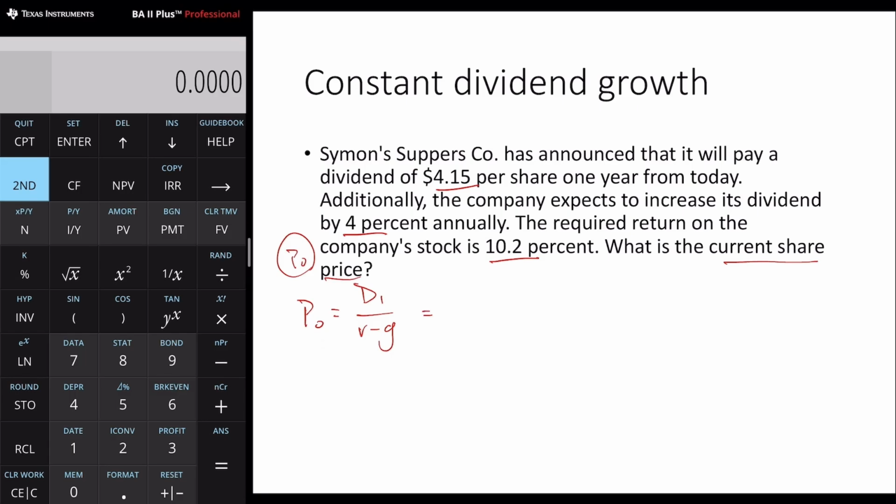D1, because it says 1 year from today, D1 is going to be $4.15. Going to be divided by the required return, which is 0.102, minus the increase in the dividend, 0.04. So 0.102 minus 0.04 is 0.062. So 4.15 divided by 0.062. That is $66.94 approximately. So that one was relatively simple.